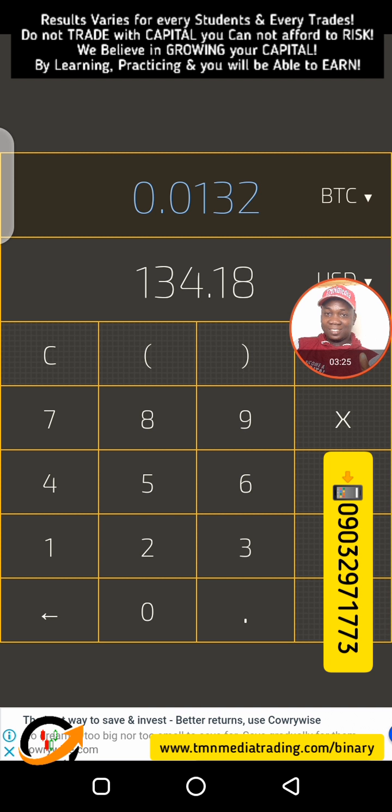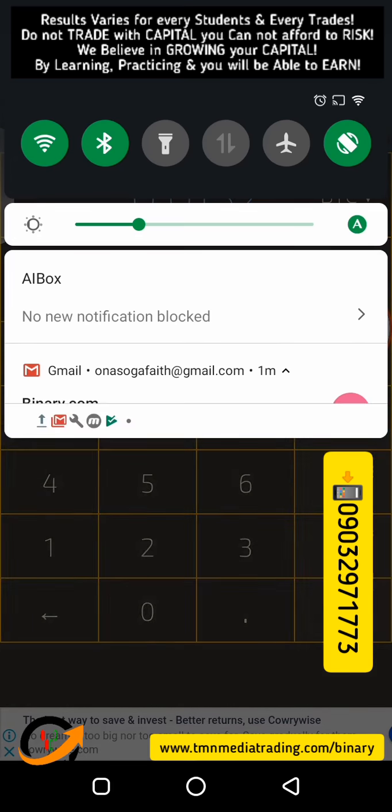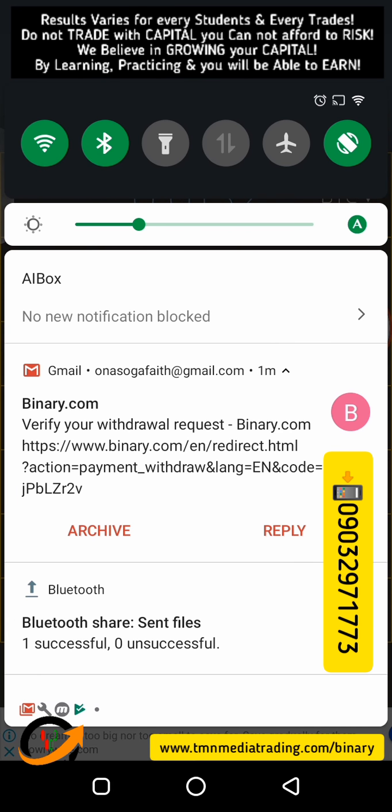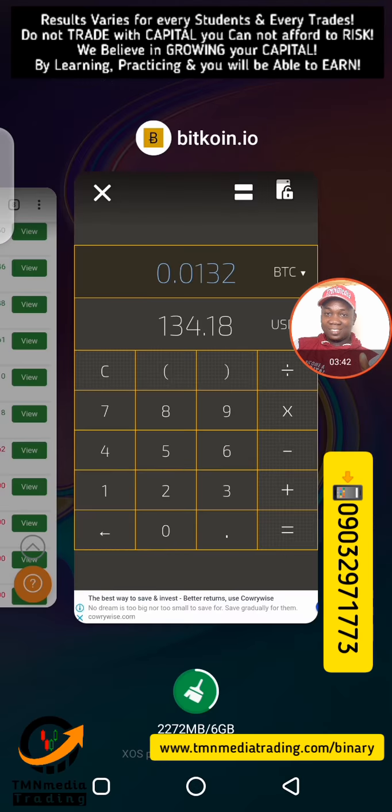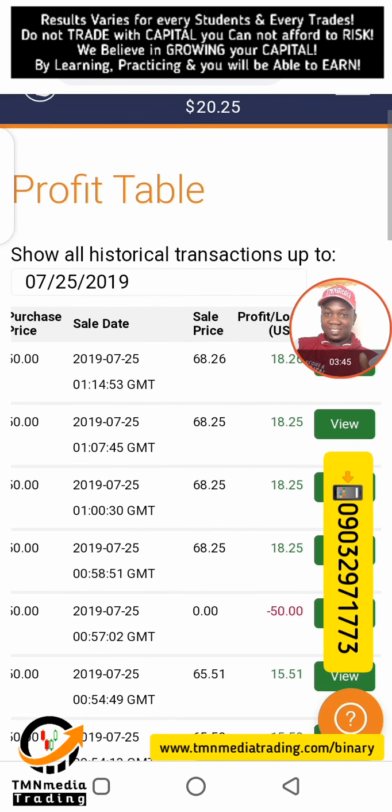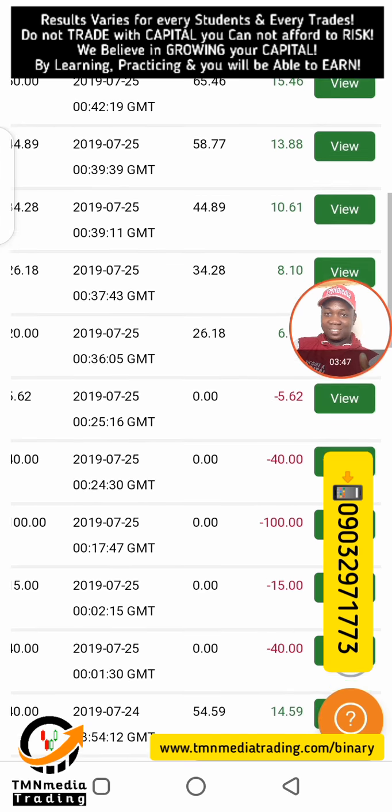What happened is that right now I'm having like $134, which is still part of my money, and this money is profit. So have I lost? Nah, not really, not at all. I've already done my payment, so I'm done for the day. You can see the loss is there.